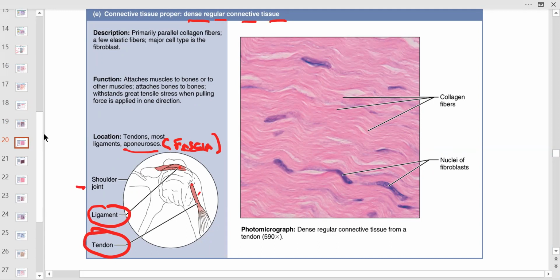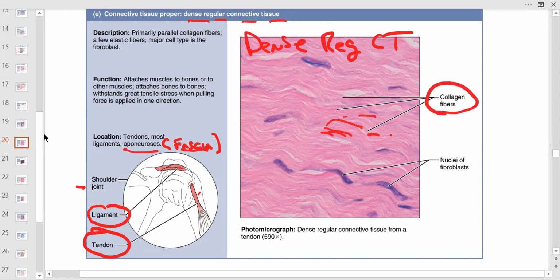And remember, this is dense regular, not irregular, CT. My problem with this one is it kind of looks like smooth muscle. So remember that later. Before you go into the exam, look at dense regular connective tissue and look at smooth muscle and see the difference. It's subtle at first glance, but once you look at it, you'll see the difference. This is all collagen. This is not contractile muscle tissue. This is collagen fibers, and it stains red, just like muscle. That's the problem, because muscle has protein too.